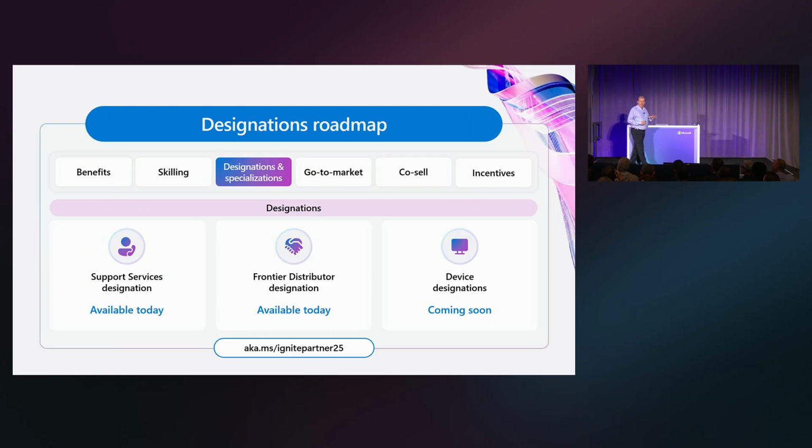And finally, not launched just yet, but we will soon launch a new designation for device partners. This is a segment of our partner ecosystem which currently doesn't have this sort of differentiation mechanism. And this designation will recognize capabilities in delivering secure Copilot PCs, driving AI and cloud growth, and leading modernization efforts. Stay tuned for more details after the new year.